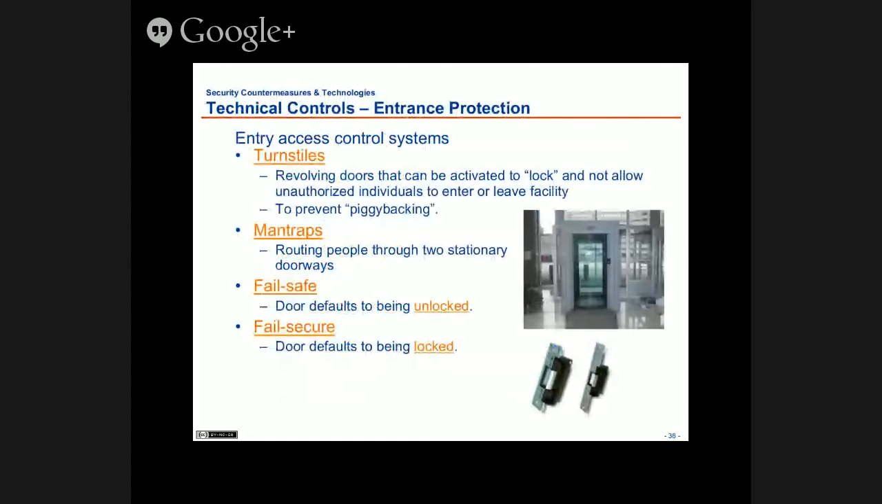All right, so you have technical controls. You have entry access controls. You have turnstiles, and basically turnstiles are revolving doors that can be activated to lock and not allow unauthorized access to individuals to enter or leave a facility. And this helps prevent piggybacking.